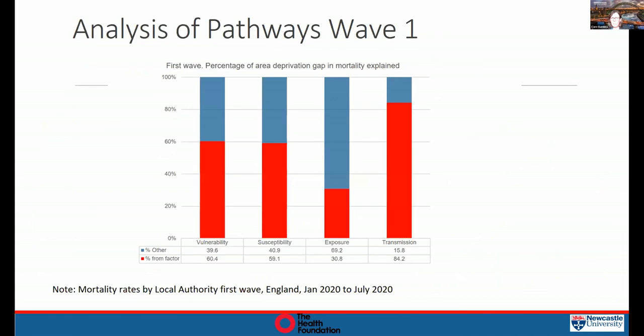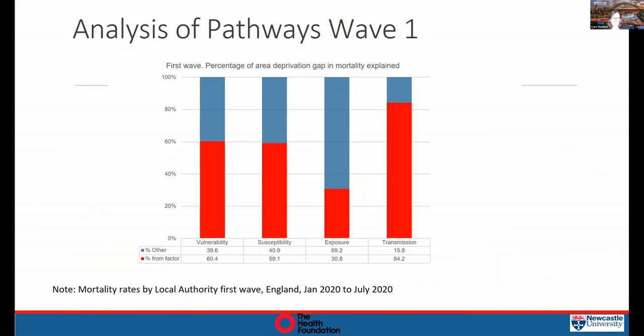We've done some work funded by the Health Foundation, which was looking at these pathways and analysing whether they helped explain the inequalities that we've seen in the first wave of the pandemic in England in terms of mortality. So to what extent did each of these pathways help explain the deprivation gap, that twofold difference in mortality rates between the most and least deprived neighbourhoods.